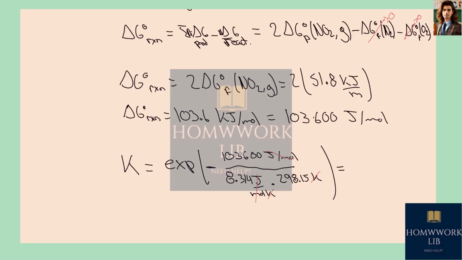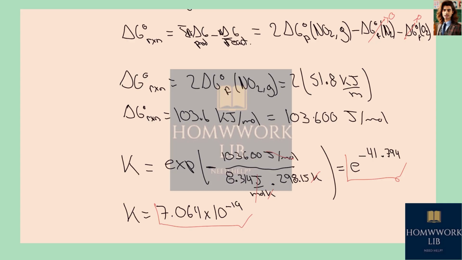And our result is e to the minus 41.794, or written in another way, K is equal to 7.064 times 10 to the minus 19. So these are the two ways that we can write down the value for K. And that will be all.